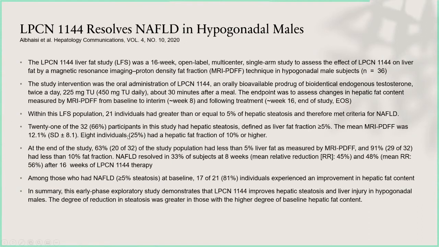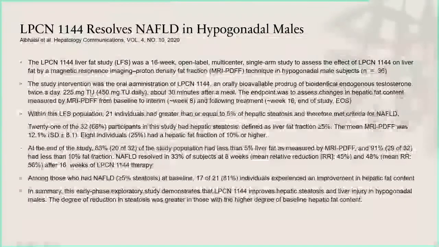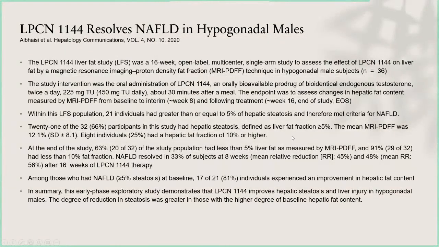And in this population, 21 individuals had greater than or equal to 5% hepatic steatosis. That means of the 32, 66% had hepatic steatosis. So that tells you that hypogonadal men have higher rates of hepatic steatosis. And the mean was high at 12.1%. 25% had hepatic fat greater than 10%. Again, telling us that in individuals with low testosterone, there was high hepatic fat.